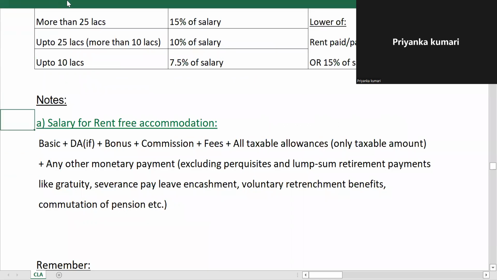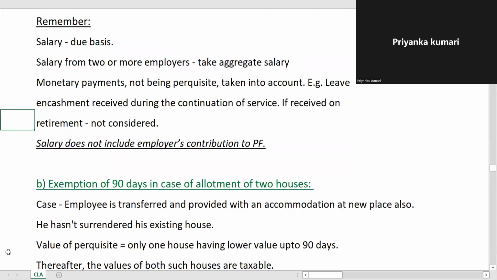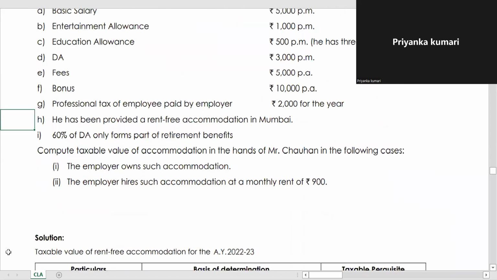Okay, so this is the meaning of salary. Let's go through it again. First, what we will take? Basic, DA if, okay? Then bonus, commission, fees you will take fully. And for all other allowances, take only the taxable part. Done? Okay? And if apart from this, there is any other monetary amount, if it is not a perquisite and not retirement benefits, then we will take it. Okay, so here perquisites are not taken, whether monetary or non-monetary.